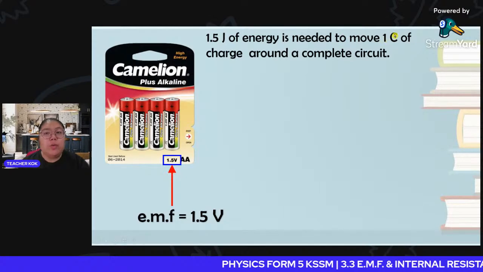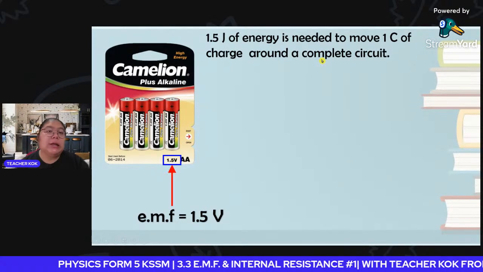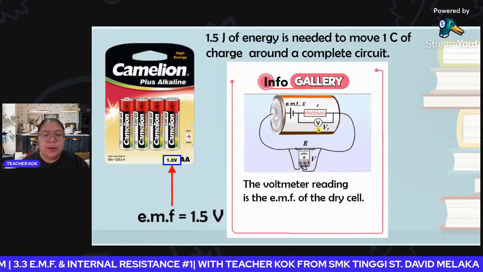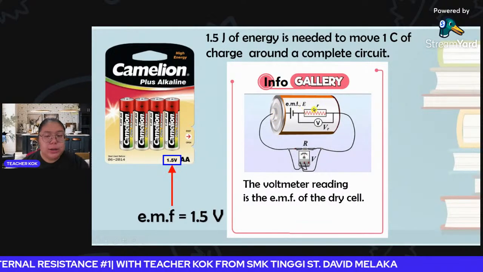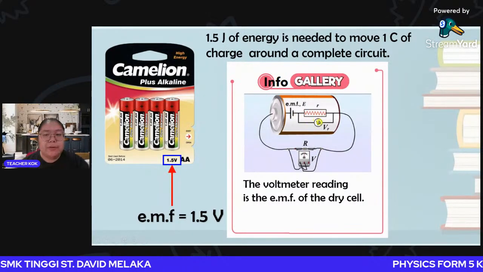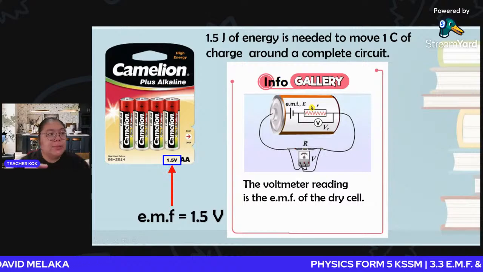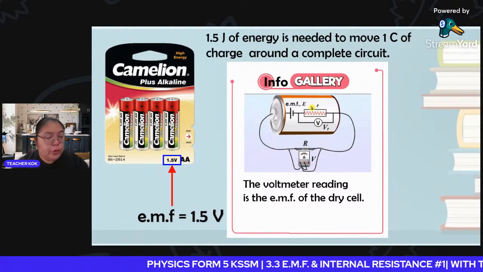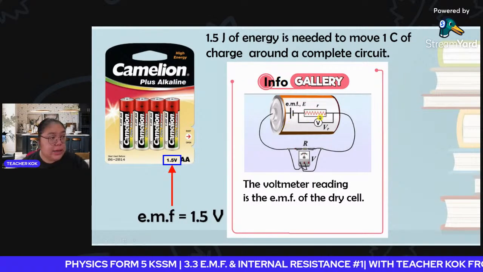So they needed to move 1 coulomb of the charge around the whole complete circuit. Okay, so from here you can see the diagram. This one is a battery. After that, you straightforward join the voltmeter, then you can read. So that means from here, inside the battery actually they got the original volt. So this one volt we call it as an EMF, is it?